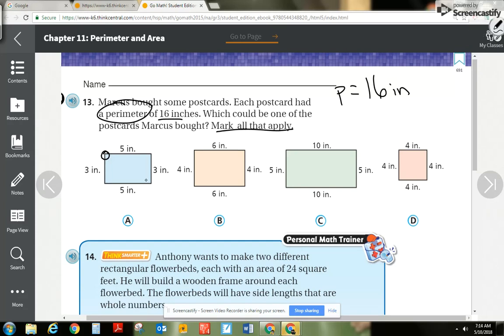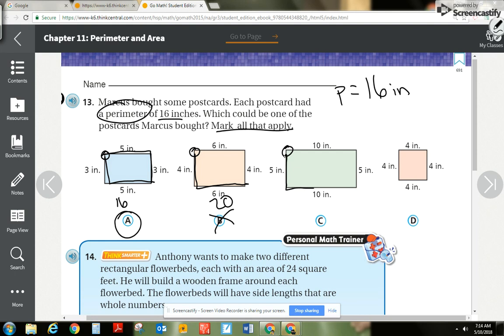So 3 plus 5 is 8. And if one half is 8, the other half is 8. So 8 plus 8 is 16. Okay, that's what I was looking for. Let's try this one. 4 plus 6 is 10. The other half is 10 also. So 10 plus 10 is 20. Sorry, that's not it. We're looking for a perimeter of 16, so let's go to this figure.